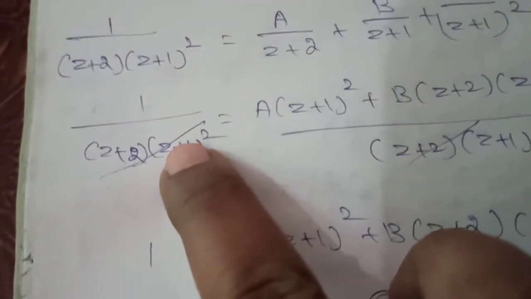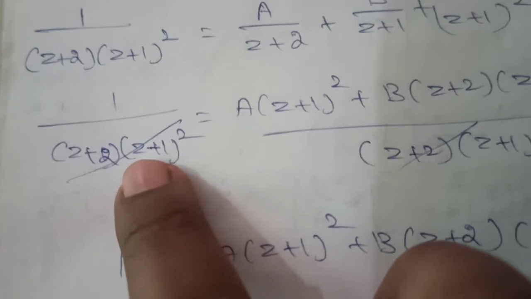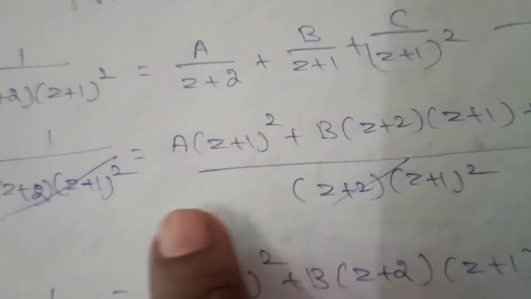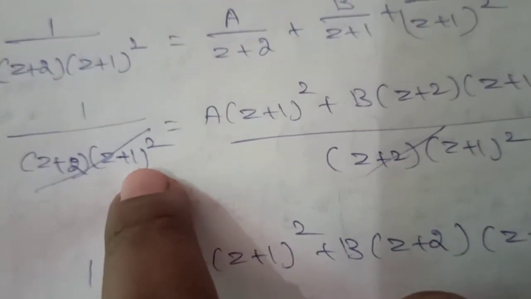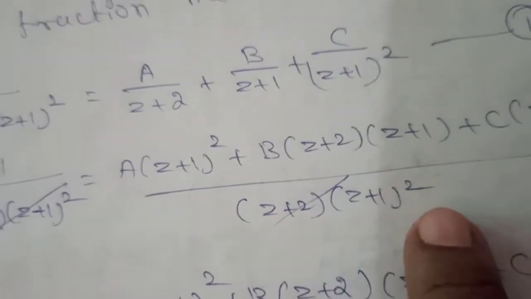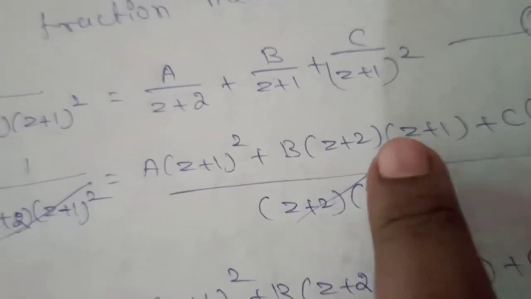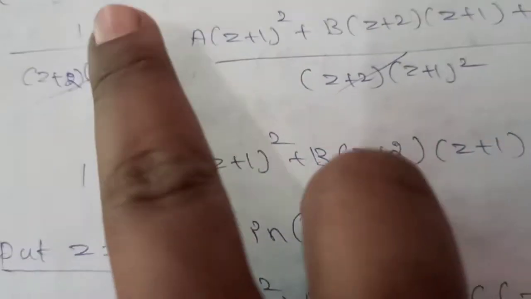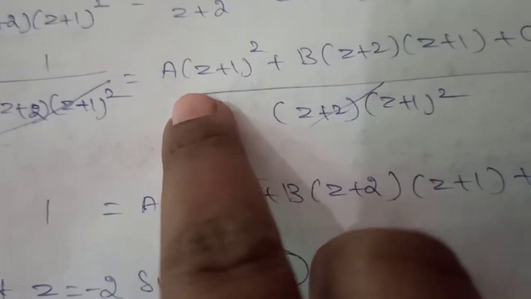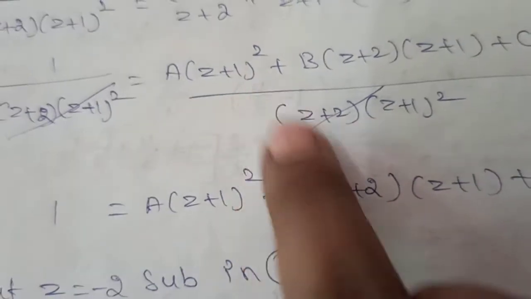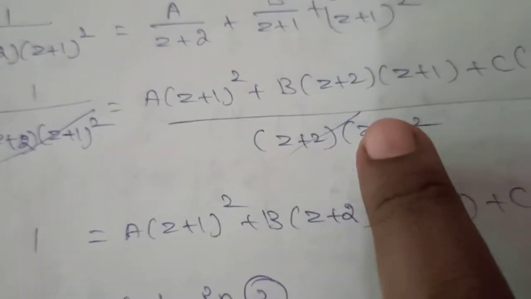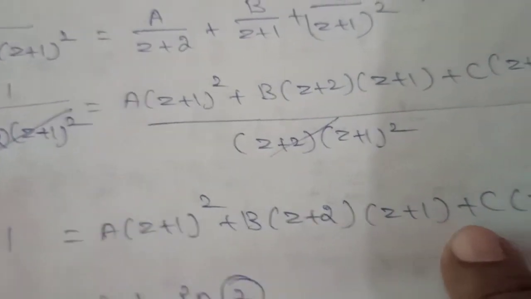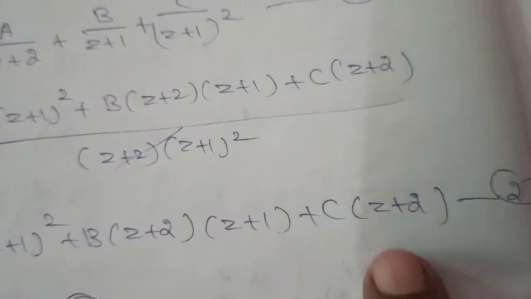Next, we take the left side value. The denominators on the left side and the right side are both the same, z plus 2 into (z plus 1) the whole square, so we can cancel them. Therefore, the remaining equation is 1 equals a into (z plus 1) the whole square plus b into (z plus 2) into (z plus 1) plus c into (z plus 2).